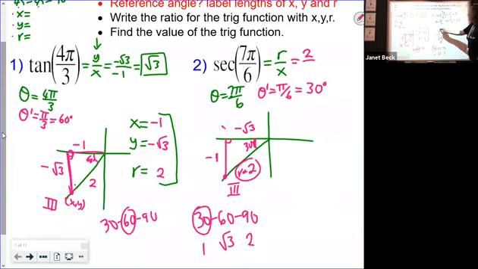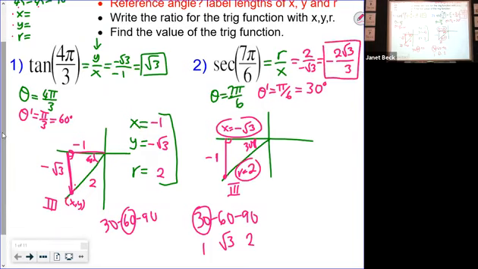Divided by x, here's my x. r over x, 2 over negative √3. Positive divided by a negative is negative. And I want to rationalize that. So multiplying top and bottom by the square root of 3, I have 2 times the square root of 3 over 3. That's your answer for the secant.